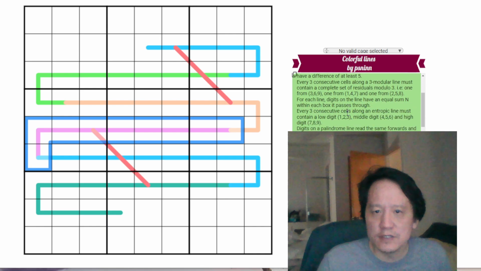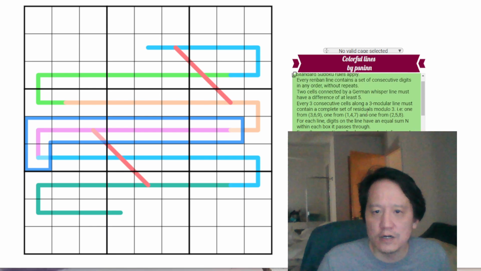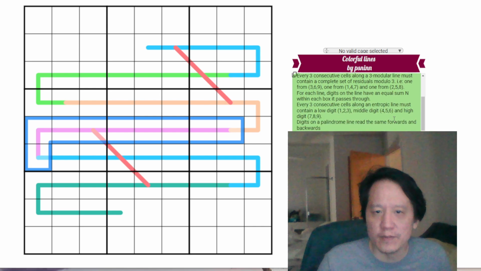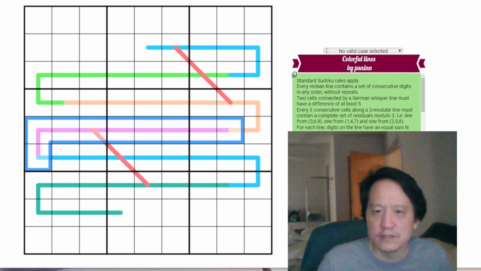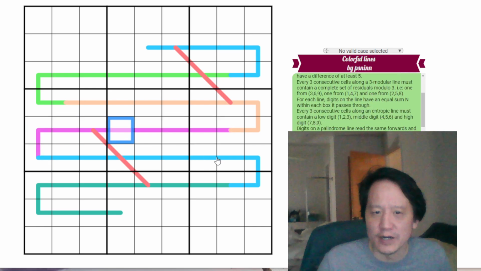Every 3 consecutive cells along a 3 modular line must contain a complete set of residues modulo 3. That is 1 from 369, 1 from 147, and 1 from 258. For each line, digits on the line have an equal sum n. Okay, these unfortunately are not very good rules, because they don't say which one is which.